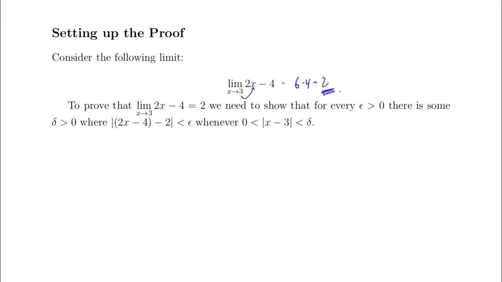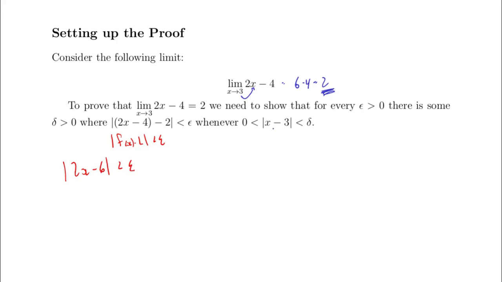And to do that, we need to show that for every epsilon greater than 0, there's a corresponding delta greater than 0, where f of x minus L is within this epsilon inequality when x and 3 are within this delta inequality. Okay, so what we're going to do is work with this one first. This is f of x minus L, right? And this is really the absolute value of 2x minus 6 less than epsilon, right?